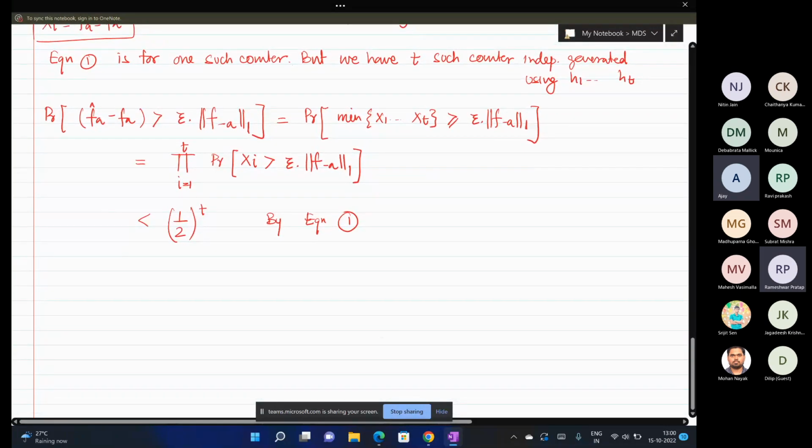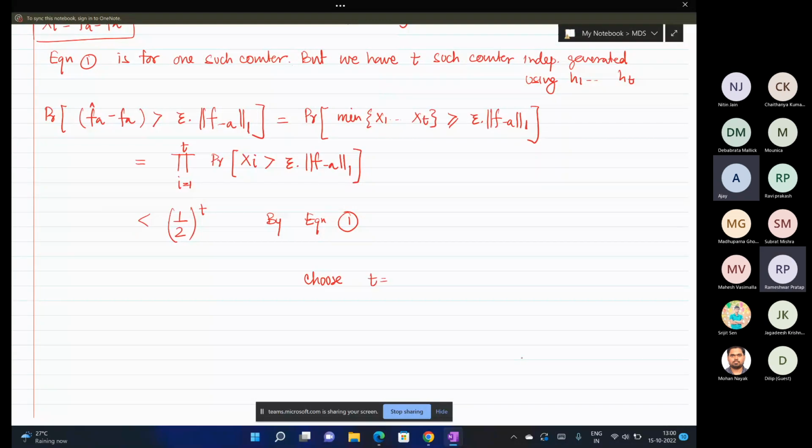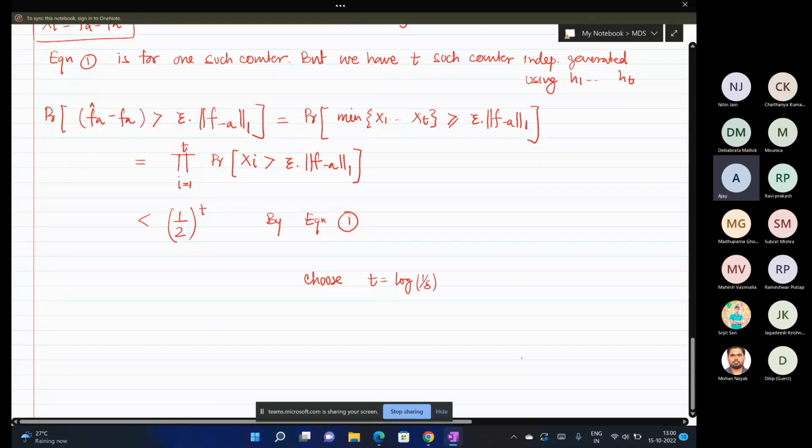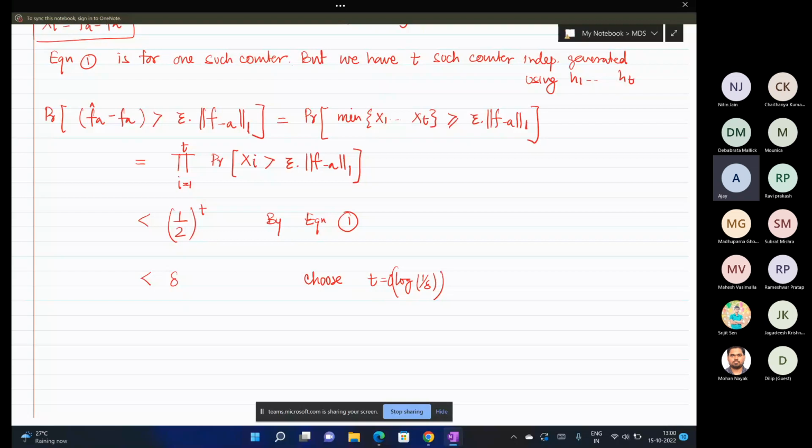Now if we choose T as order of log 1 by delta, then this is at most delta, by putting in T and choosing the constant term appropriately. Sir, in the line where we are multiplying the probabilities, should it be strictly greater than or equal to?